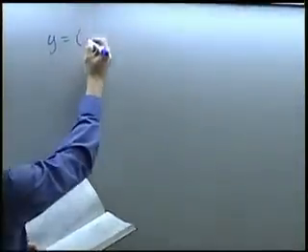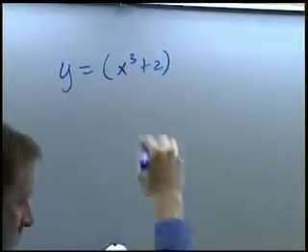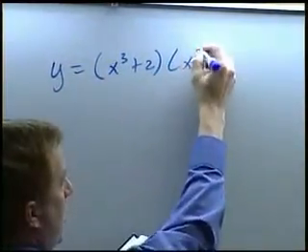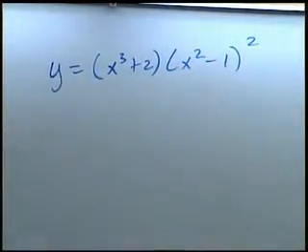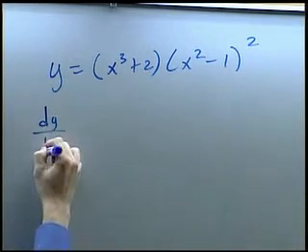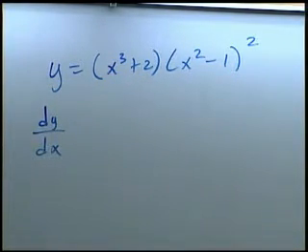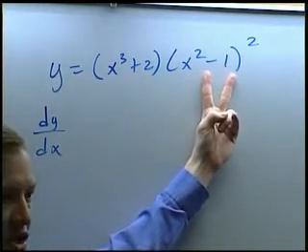Y equals x cubed plus 2 times x squared minus 1 quantity squared. All right, this one gets a little trickier right away here, because first thing I recognize, what's one of the rules I will have to use here? A product rule, right. I have one function times another function.